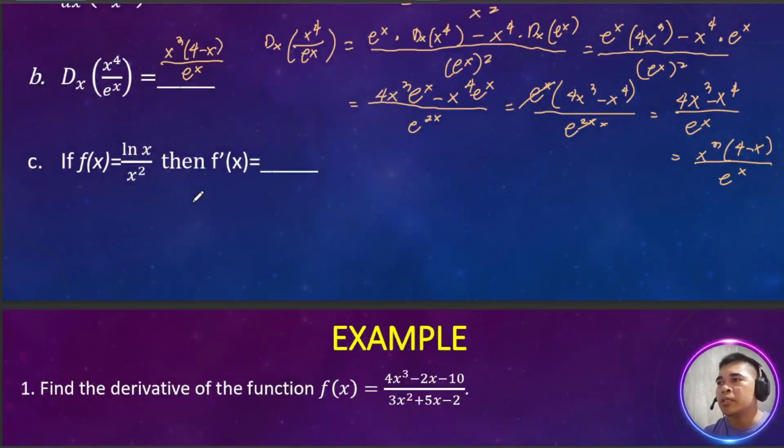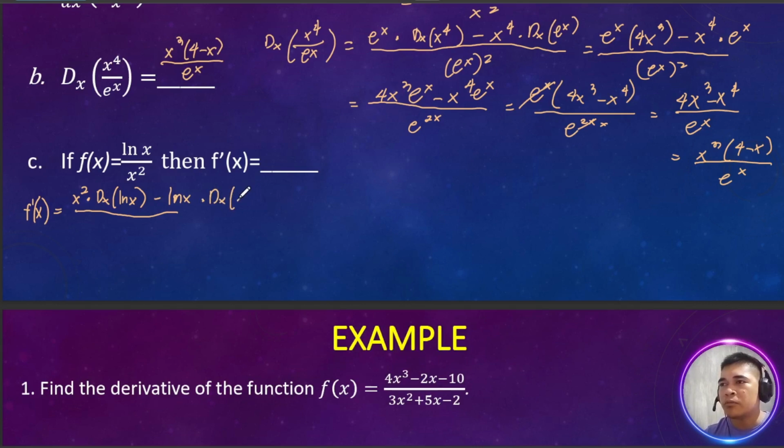Now the last example is f of x is equal to ln x over x squared. Then what is the derivative? So here we have f of x is equal to ln of x. So kung sa may atong g of x, that is x squared. So x squared times the derivative of our f of x, ln x, minus ln x times the derivative of x squared, all over the square of x squared, equals, so we get x squared.